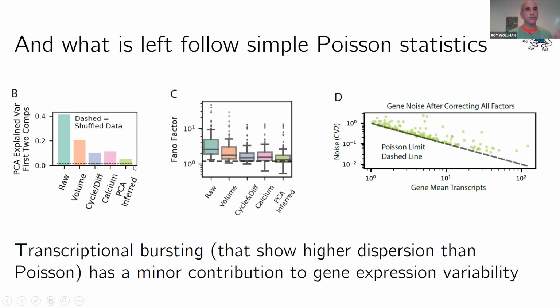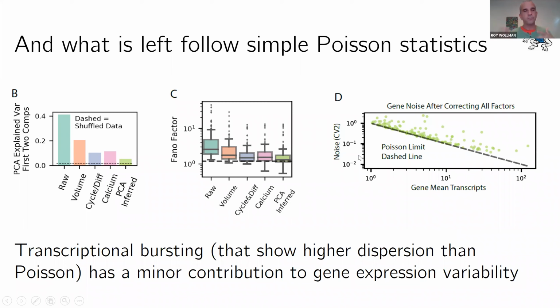Another way to look at it is we can do a PCA on the residual, whatever is left after we regress out those key factors. The first two components in the beginning explain 40% of the variance, but they very quickly go to very close to permuted data, which is this dashed line.